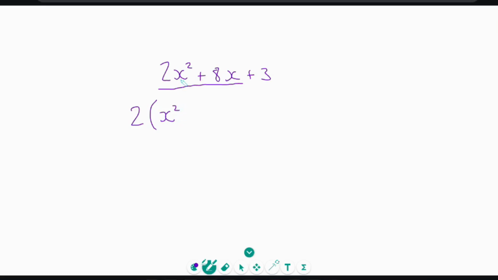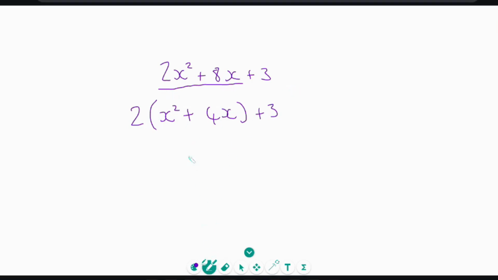2x squared divided by 2 is 1x squared. Divide this term by 2, you get 4x. And can you see here, if I expanded the brackets here, I'd have 2x squared plus 8x plus 3, which I have as my top line. You can always check that there.